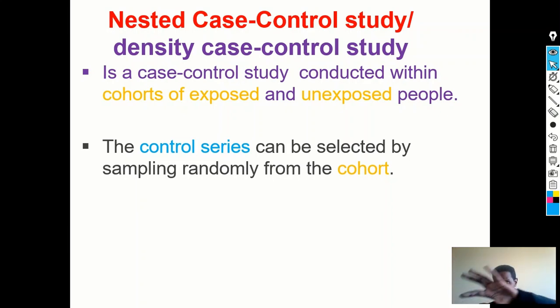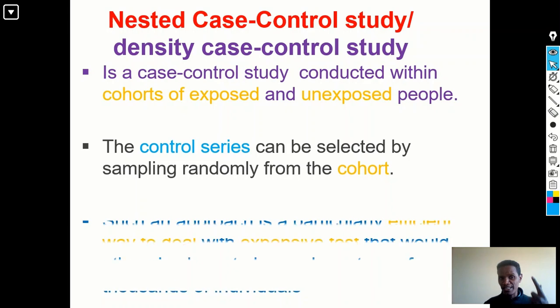So the cases will be taken as a case group, and the controls will be selected from the healthy individuals who did not develop the disease during the follow-up among the cohort group, either from the exposed group or from the non-exposed group. If they did not develop the disease, they could be selected as a control. The cases could be obtained either from the exposed group or from the non-exposed group. As far as they develop the disease, they will be taken as a case. So that is the nested case control study design.